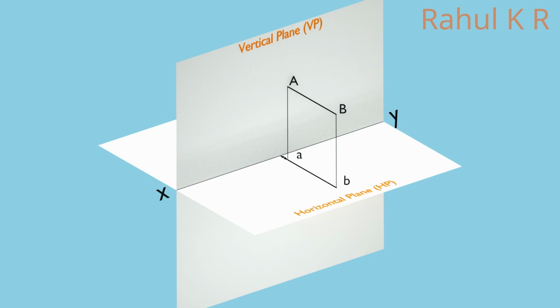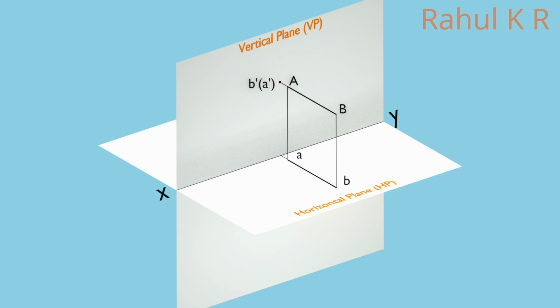The distance from top view a to XY line is the same as that of the endpoint A from VP. Since the line is perpendicular to VP, the projection on VP, the front view, is a point. The front view is obtained by looking from front direction. When we look from this direction, we will first see the endpoint B. The other endpoint A is not visible. It is right behind the endpoint B. So while marking the front view, we will put the invisible endpoint A in brackets.